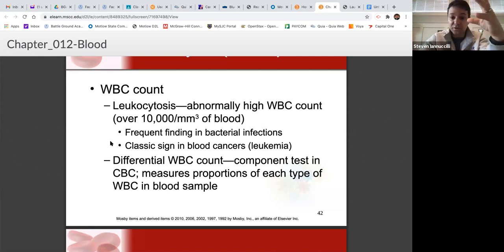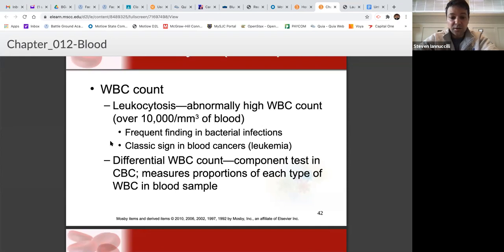You go from one cell to 2 to 4 to 8 to 16 to 32 to 64 and so on and so forth. Eventually, if that happens over a long period of time, you end up getting a tumor, right? Which is a mass of cells. And that could happen in any tissue. That can happen in your blood, in your brain, in your pancreas. It can happen in your lungs, your bones. All these different places can get tumors.